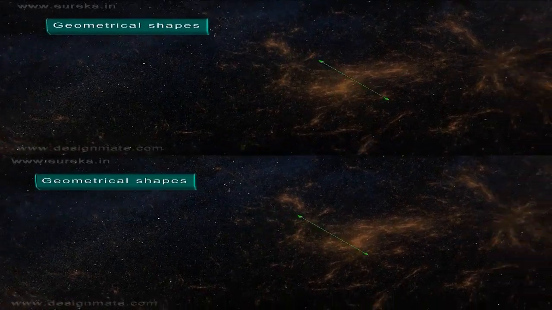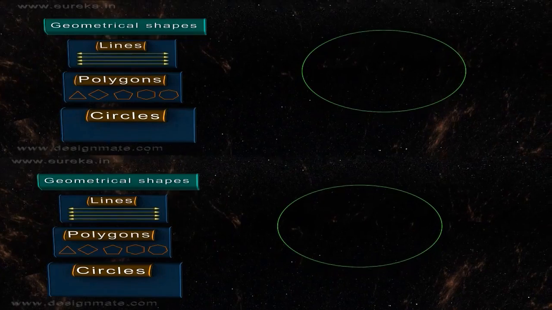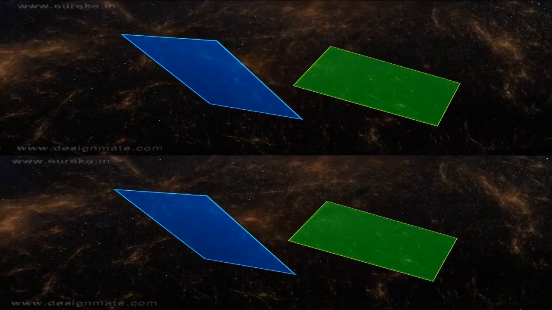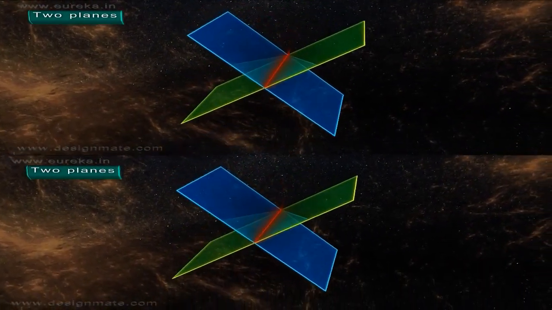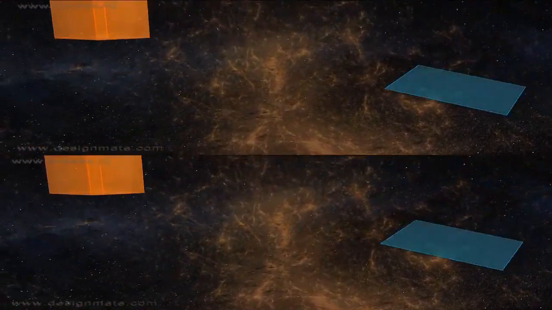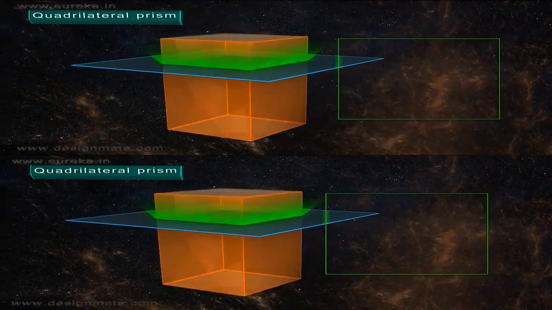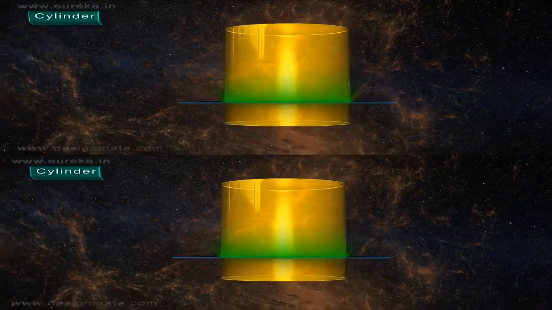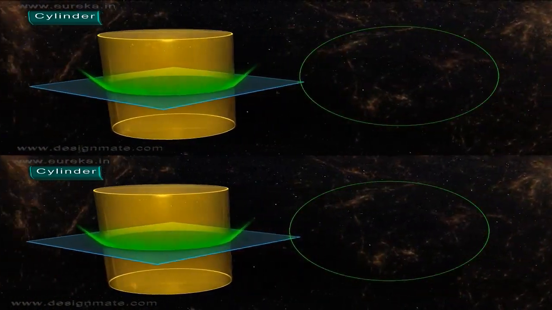We are familiar with the geometrical shapes called lines, polygons, and circles. Let us observe what happens when two planes intersect. We see that a line is formed. If a plane intersects a hollow quadrilateral prism, a quadrilateral is formed. When a plane parallel to the base of a cylinder cuts the hollow cylinder, a circle is formed.